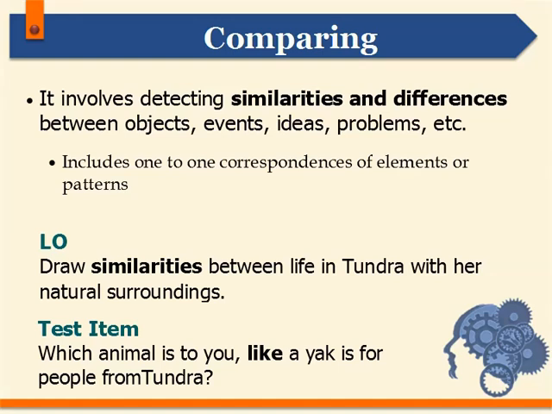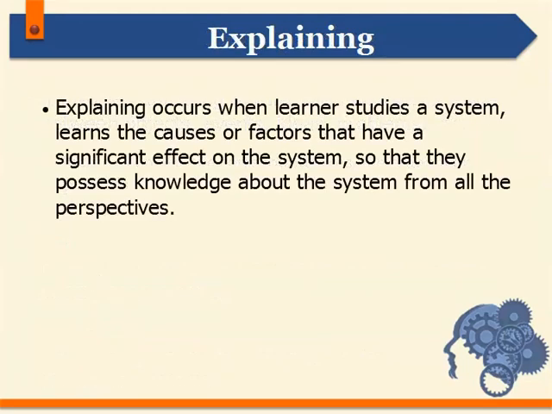It could also draw similarities between presented situations or examples with situations and examples more familiar to the learner. See this learning objective. The learner will be able to draw similarities between life in tundra with her natural surroundings. Its corresponding test item could be which animal is to you like a yak is for people from tundra. Explaining occurs when the learner studies a system, learns the causes or factors that have a significant effect on the system, so that they possess knowledge about the system from all the perspectives.